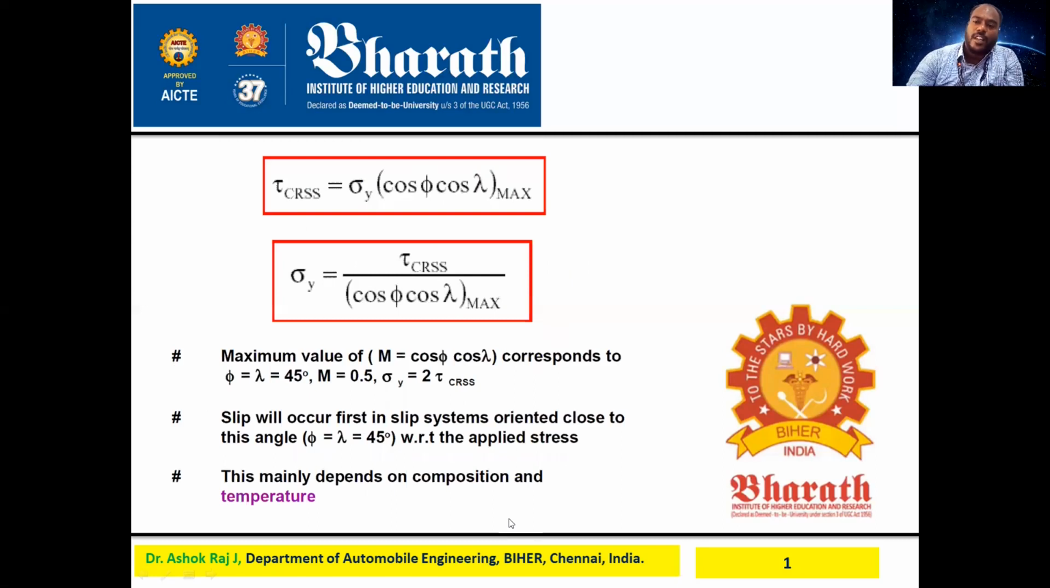So you can calculate the CRSS using the yield stress and cos theta and cos lambda, and the maximum value will give the critical resolved shear stress. If you want to know the yield stress, you can use this formula. Slip will occur first in the slip system oriented close to this angle, where theta and lambda should be 45 degrees with respect to the applied stress. This mainly depends on the composition and temperature.